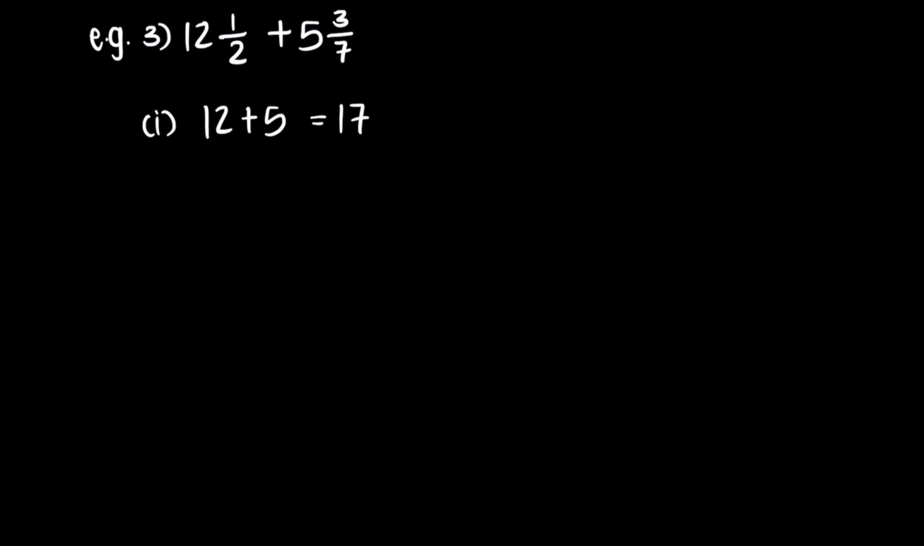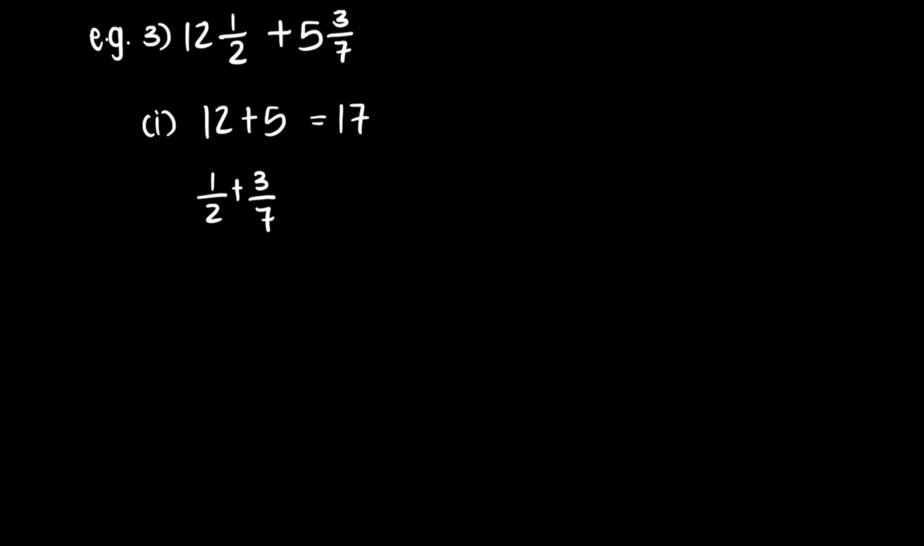Third example, 12 and a half plus 5 and 3 over 7. So now we're dealing with mixed numbers, and there are 2 ways to really handle this. The first way deals with handling the addition of the mixed numbers as mixed numbers. And what this entails is just, first, we add the whole numbers and then we add the fractions. So if we look at the whole numbers first, we have 12 and 5, the sum of which is 17. Next, we'll deal with the addition of the fractions, which are a half and 3 over 7.